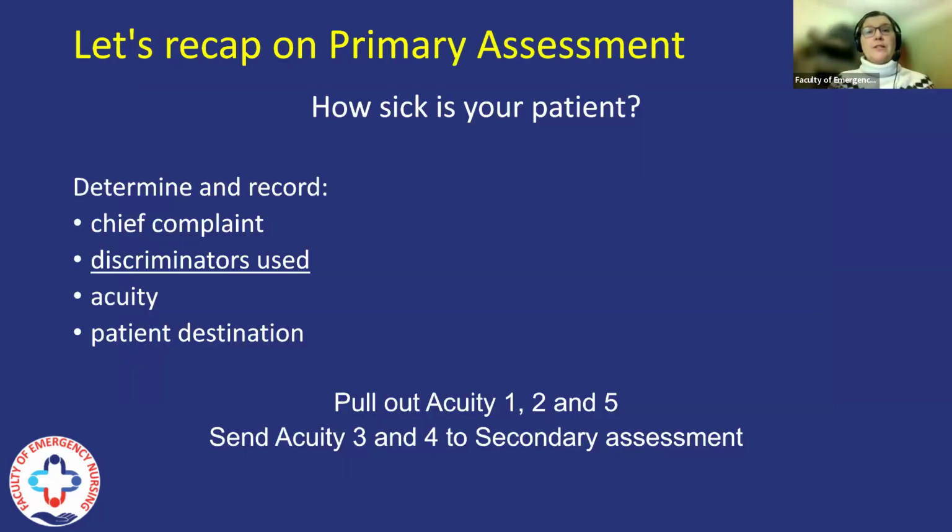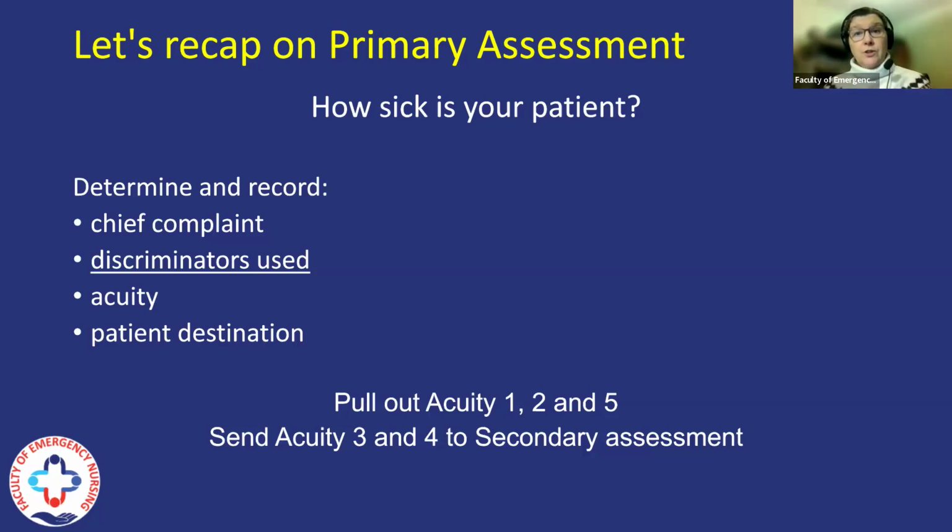So primary assessment, what is that about? The key question is, how sick is your patient? How sick is your patient? Not, do they need to pick up the kids from school? Not, they're your mate from down the road, but how sick is this person? And what you're required to do is decide what the chief complaint is. That's usually quite straightforward. Chest pain, abdomen pain, painful leg. Note the frequency of the word pain as I go through that.